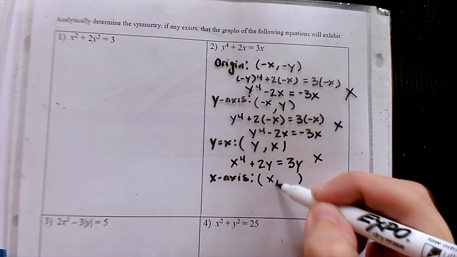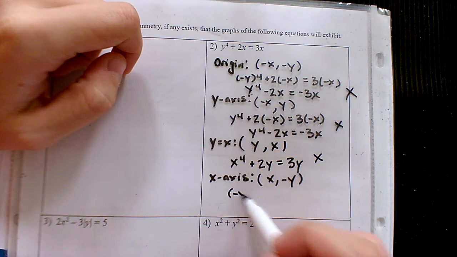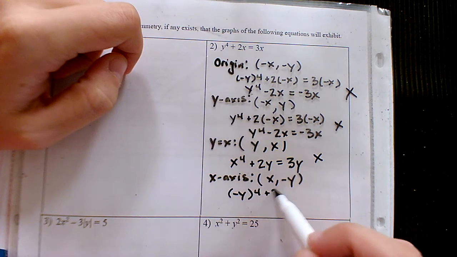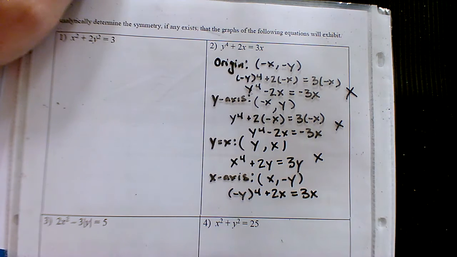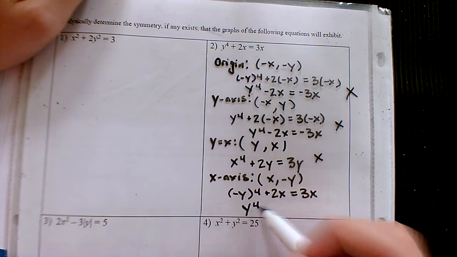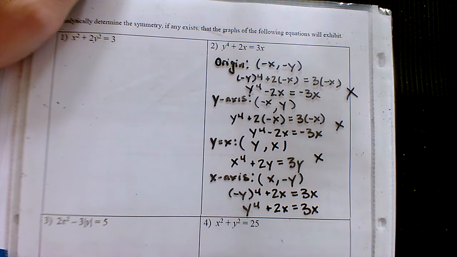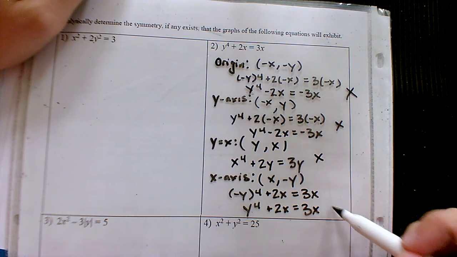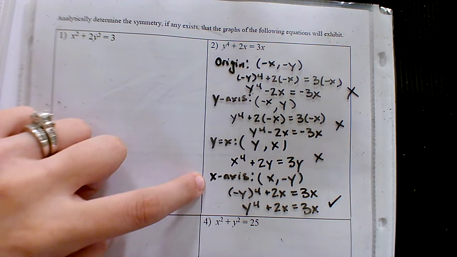X comma negative y. Okay, so the x's stay the same. We just have to plug in a negative y. And when we simplify it, we already said negative y to the fourth would change to a positive y to the fourth. Is that the same equation? Yes. Okay, so this graph, whatever it looks like, has x-axis symmetry.